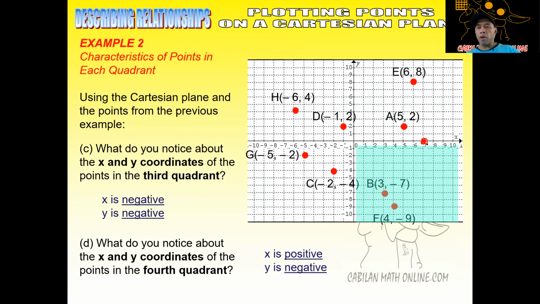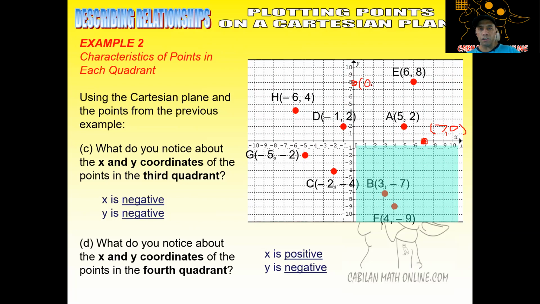Notice that when a point happens to be on an axis, specifically the x-axis, this would be the point (7, 0). I apologize for the scribbling. What you can see is that when a point is on an axis, it does not belong to a quadrant. So the point (7, 0) would simply belong on the x-axis. In a similar fashion, if I took, for example, the point (0, 8), that's going to be the point (0, 8).